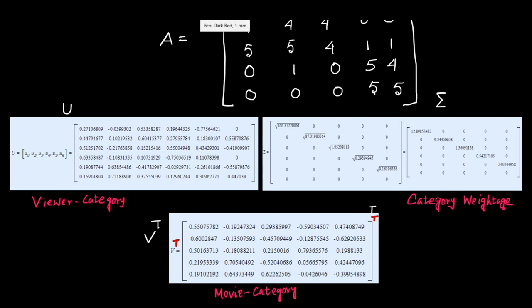Now, if you closely look at the category weightage matrix, you can see here that suppose I'm calling the first column is for the category, say, thriller. The second column is for the category, say, science fiction. In this way, I'm identifying the categories. Now, if you closely look at this matrix sigma, you can see here that the weightage of the thriller category and the sci-fi category are much higher than the other categories. They are having much lesser weightage than this.